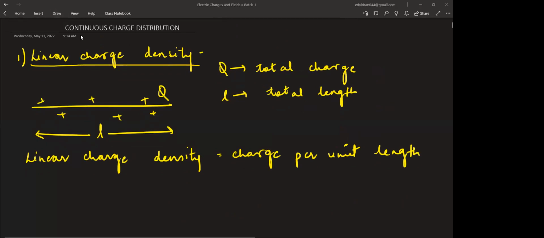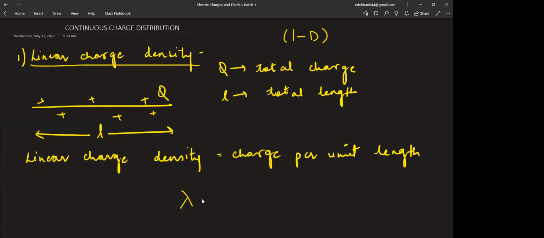Now, continuous charge distribution basically means on a straight line, how much charge is distributed, or on a surface area, how much charge is distributed, or on a particular volume, how much charge is distributed. So linear charge density is the charge distribution in one dimension. You have the total charge and the total length. So linear charge density basically means charge per unit length.